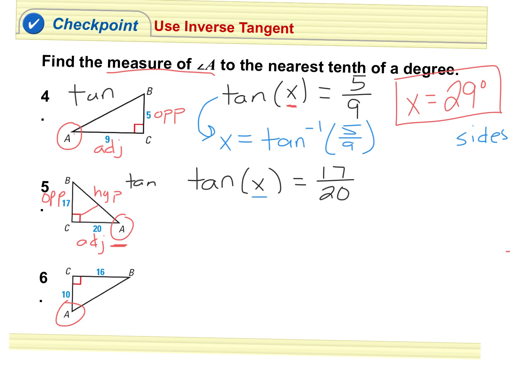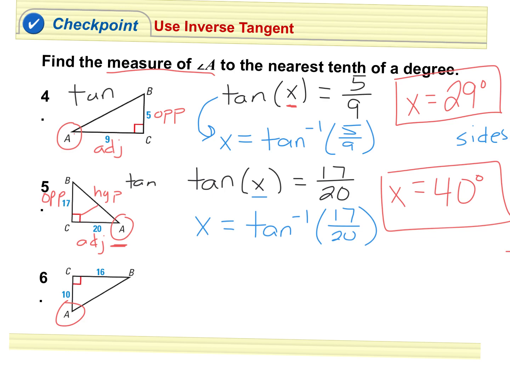We don't know X, which is the angle. So what do I have to use to find a missing angle? The inverse. Yep. So we have tangent inverse of what? 17 over 20. Type that in. I heard 40. Anybody else? It is 40.